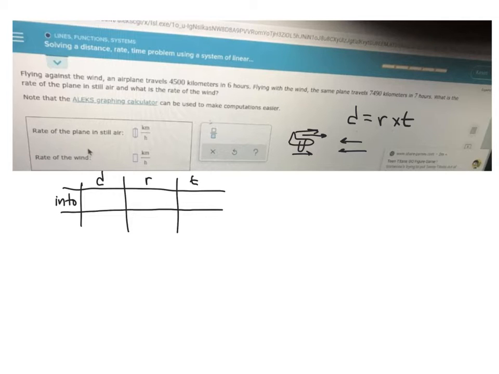So what I'm going to do is make a table. In this table, I'm going to try to put the distance, rate, and time for this plane in two situations. The first situation is when it's going into the wind, and one when it's going with the wind. Now, in this problem, we're trying to find the speed of the plane if there were no wind. So I'm going to call that x. So x is going to be the speed of the plane in still air, is what they say a lot of times. And then I'm going to call y the speed of the wind.